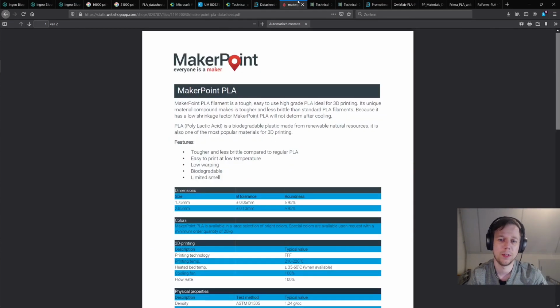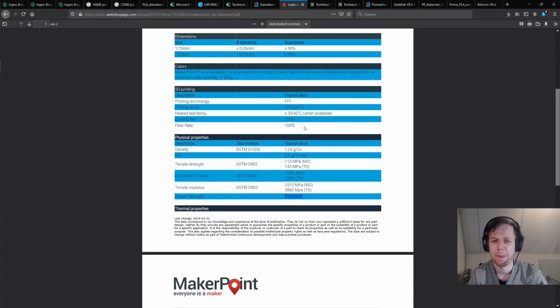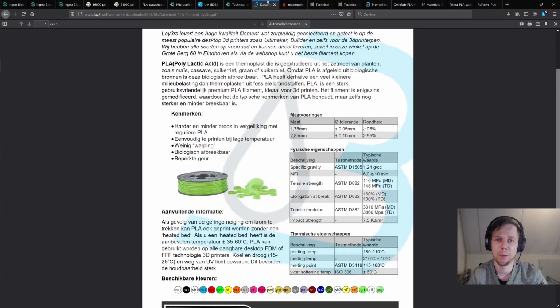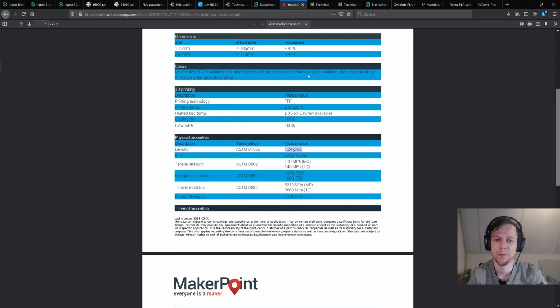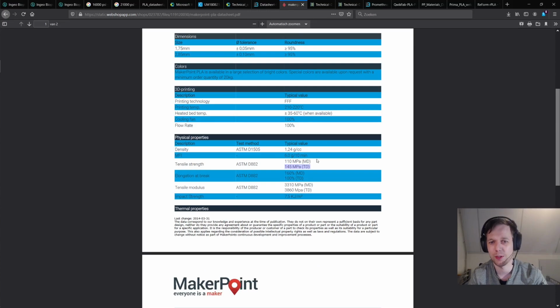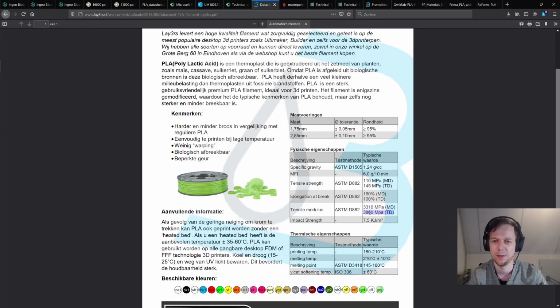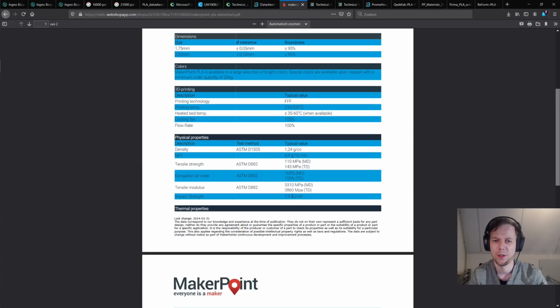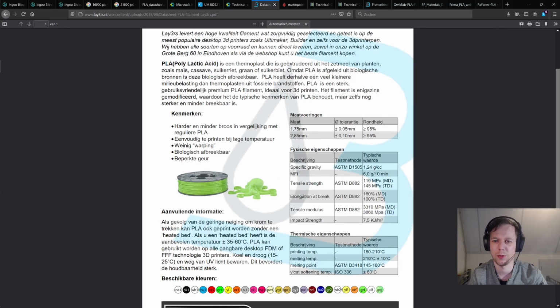So if you now go to the next datasheet, prepare for a lot of deja vu. So a density of 1.24, when you have 110 and 145, 160% and 100%, and again the tensile modulus 3310 and 3860, these two numbers, 7.5 kilojoules, and which we have also over here.